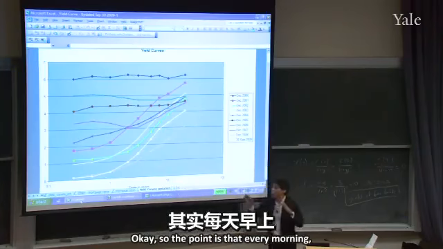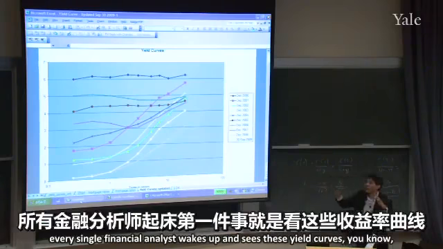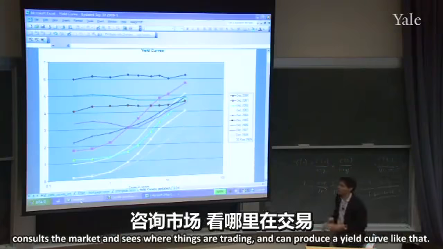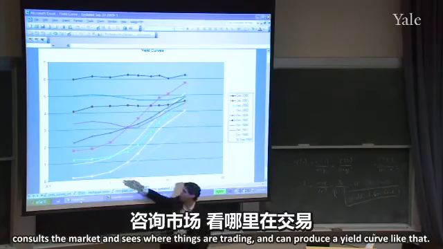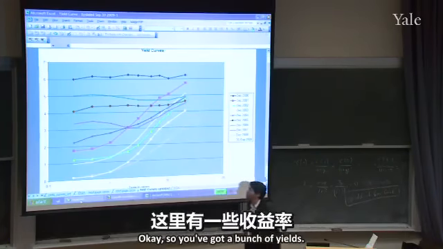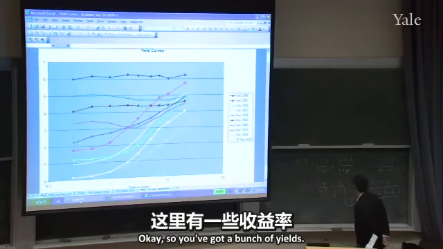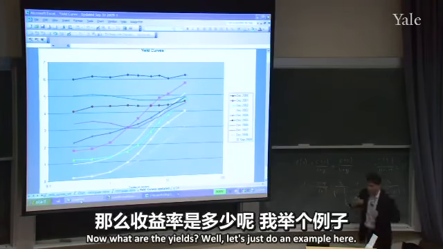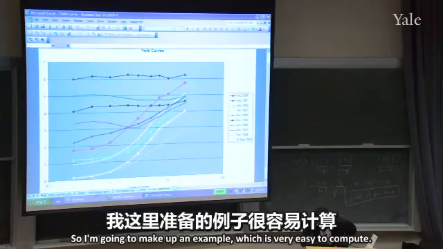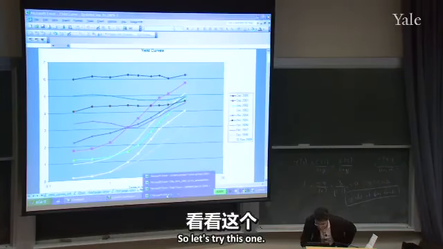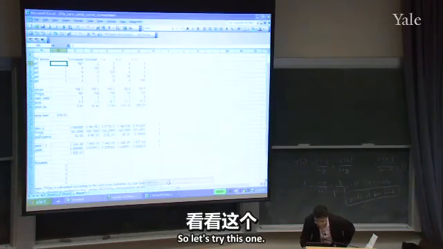Okay, so the point is that every morning, every single financial analyst wakes up and sees these yield curves, consults the market and sees where things are trading and can produce a yield curve like that. Okay, so you've got a bunch of yields. Now, what are the yields? Well, let's just do an example here. So I'm going to make up an example, which is very easy to compute. So let's try this one.